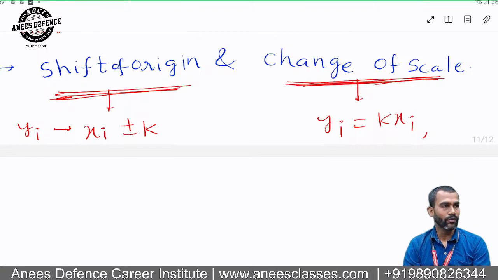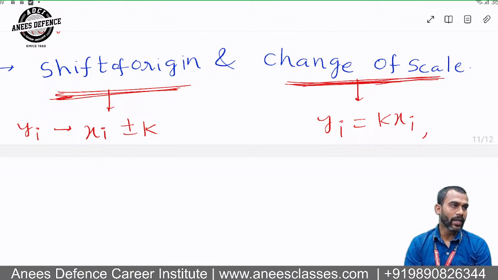So we need to observe what the changes will be in the shift of origin or change of scale. Suppose the original arithmetic mean is already there, and the variable is xi.